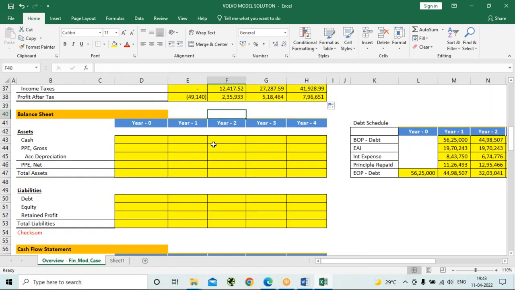Financial statement is balance sheet. So cash balance. What could be the cash balance we can get? To put the cash balance, we are supposed to do the cash flow statement, which we will do later. So as of now, we will keep the cash amount blank.